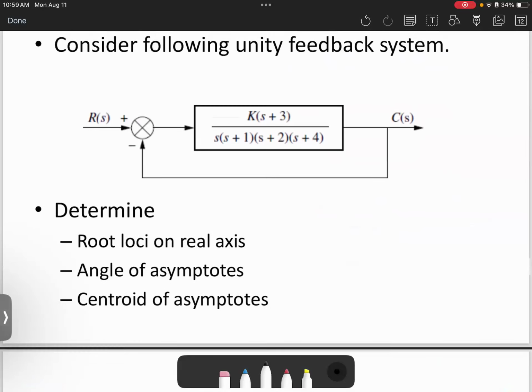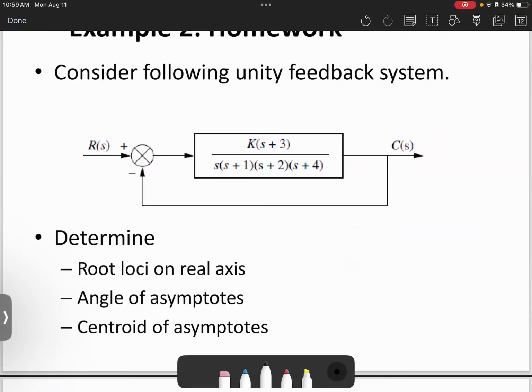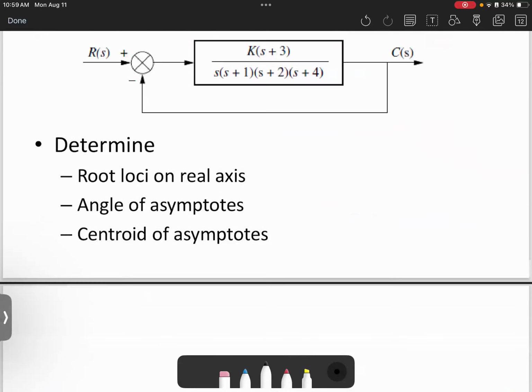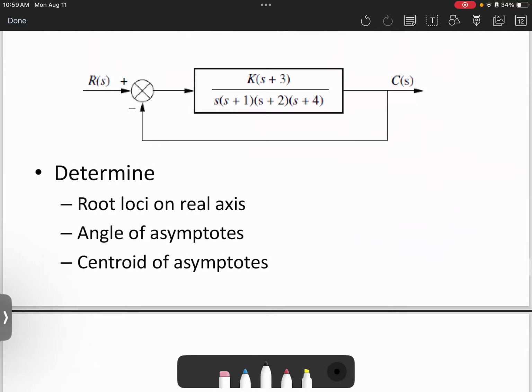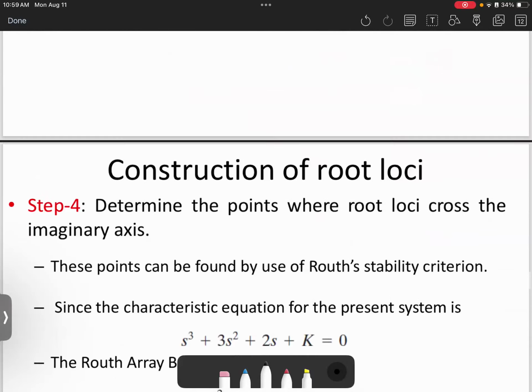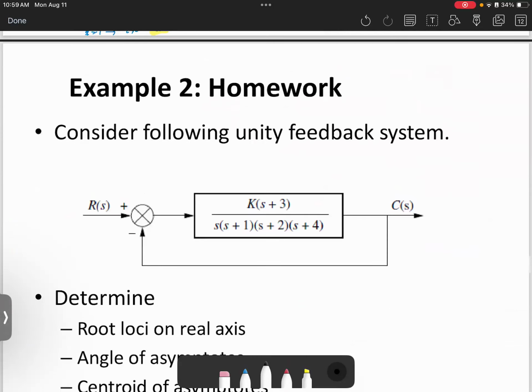Here is a homework for you. Let's try to find the root locus angle of asymptotes and centroid of asymptotes. So we will stop here, then we will continue next lecture.